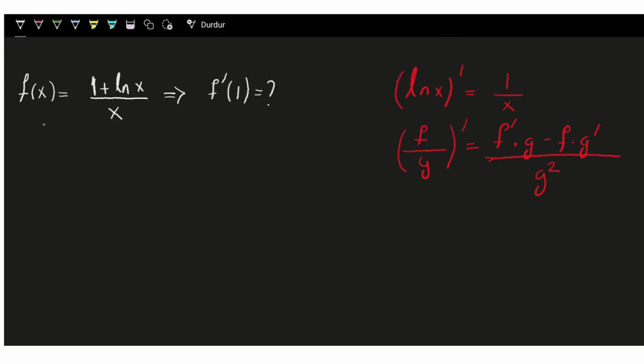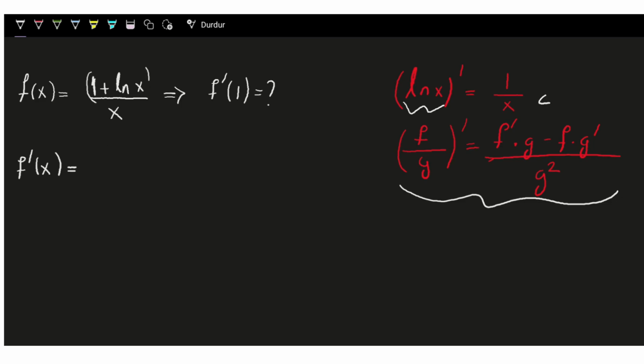Let's solve this example. We can derive this function by applying quotient rule for derivation. And by using derivation of ln x is equal to 1 over x. Okay, let's apply quotient rule for derivation.